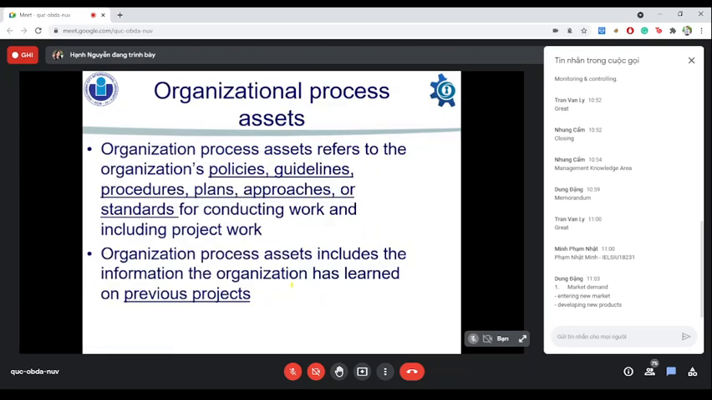Right. Next one, I want to show you about organizational process assets. You want to have a project, and I know that the project is good for the company. However, when you launch a campaign or a project, it has to follow the company policies, guidelines, procedures, plans, approaches, and standards. It doesn't mean you can do whatever you want, but you have to follow the procedures step by step and make sure you get approval from the company. And second, organizational process assets give you benefits because you can get access to previous projects, which means you get more experience. You will not feel overwhelmed when you have to launch a project by yourself.